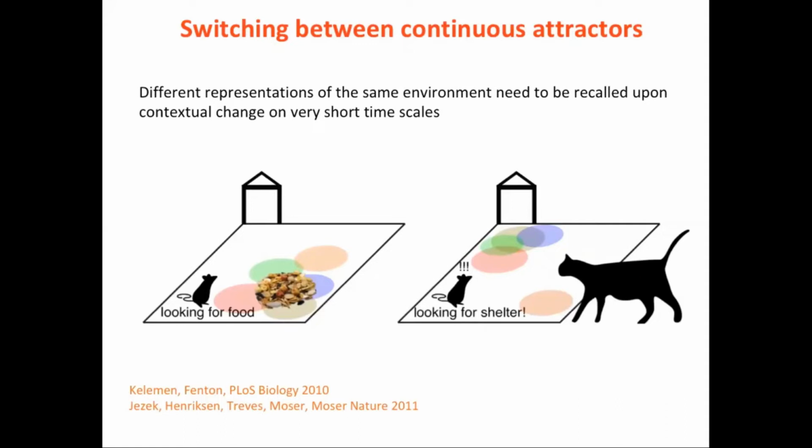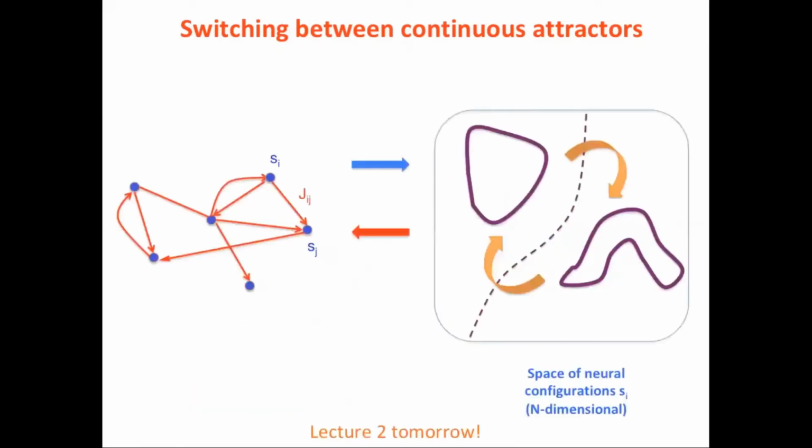And in fact, this situation was shown in a beautiful experiment by Kahneman and Fenton some 10 years ago. And different representations can be loaded in the hippocampus depending on the context on very short time scales. I will be interested tomorrow in trying to understand how this can be done from an analytical point of view in the models, but also how this can be seen in recordings of activity in real experiments. So this will be part of my lecture 2 tomorrow.